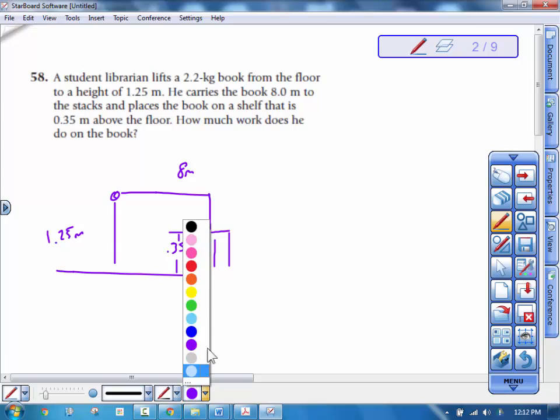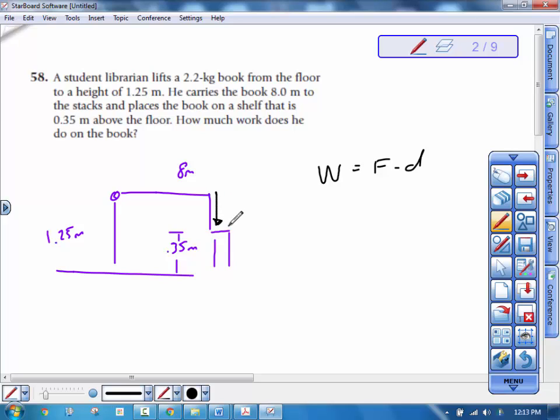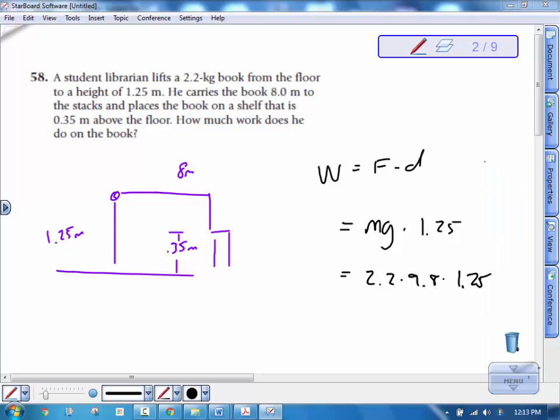Okay, this might be a little bit of a confusing problem, but the work that he does is equal to force times distance. So when he lifts the book up, that's the work that he does. Over here, gravity does work on the book to bring it back down. So we're only counting the work that he does, which is going to be the force of gravity that he overcomes, which is mg for the book, times the distance of 1.25 meters. So the mass of the book is 2.2 kilograms, gravity is 9.8, and that's the only work that he does to lift the book against gravity.